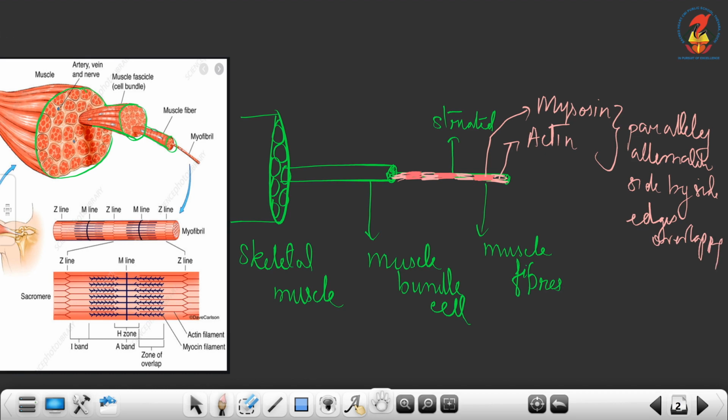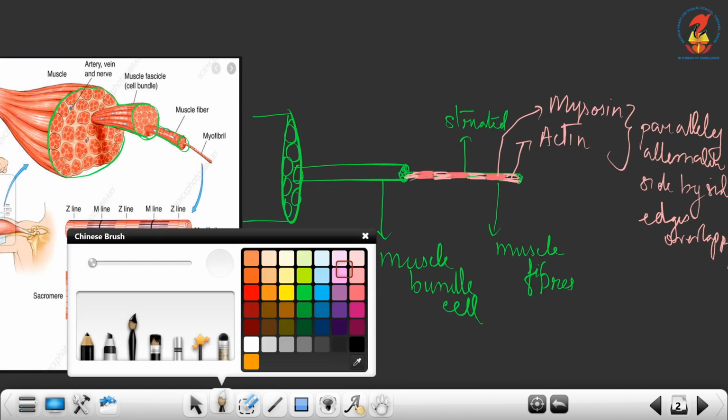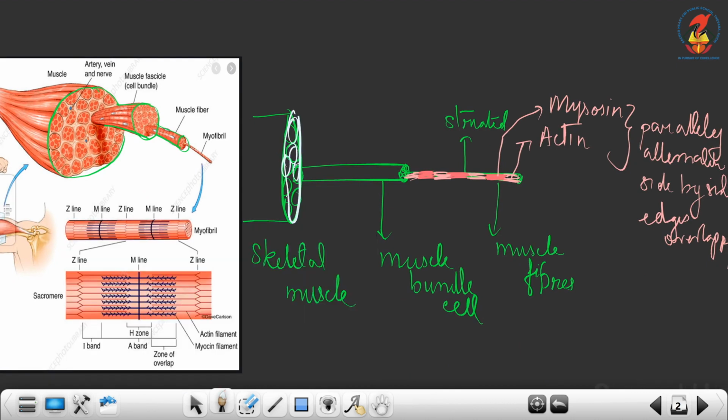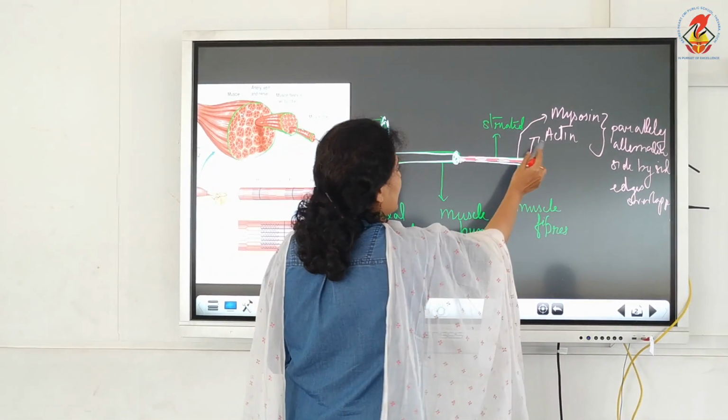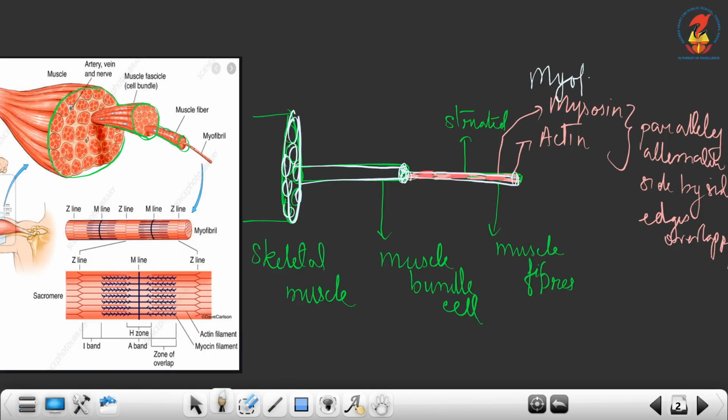So, once again you can see the skeletal muscle, and the same skeletal muscle comprises a number of muscle bundle cells. So, I pulled out one muscle bundle cell, and each muscle bundle cell comprises a number of muscle fibers. I pulled out one muscle fiber, and each muscle fiber, which is the smallest structural and functional unit of the skeletal muscle, comprises thick and thin filaments called myofibrils. They are myosin, which are the thick filaments, and actin, which are the thin filaments. How are they arranged? They are arranged parallelly, alternatively, side by side, with their edges overlapping. So, this is the picture which I pulled out.